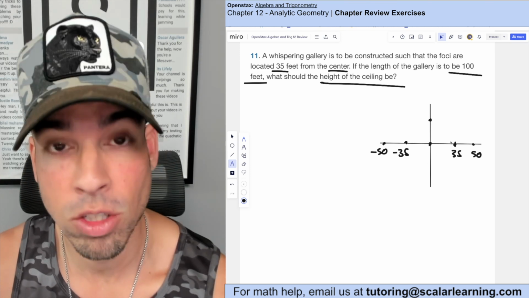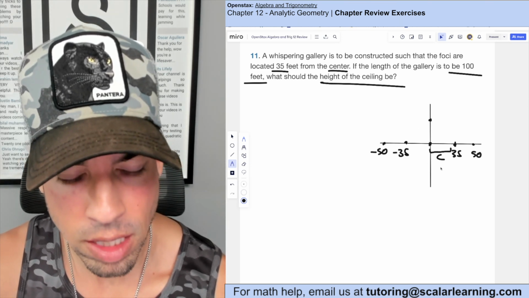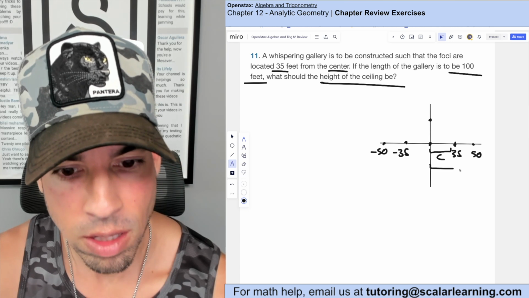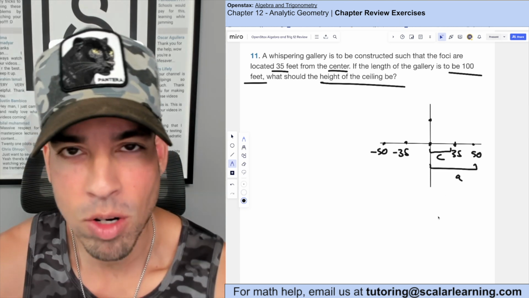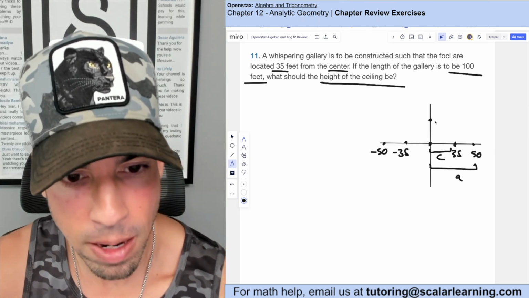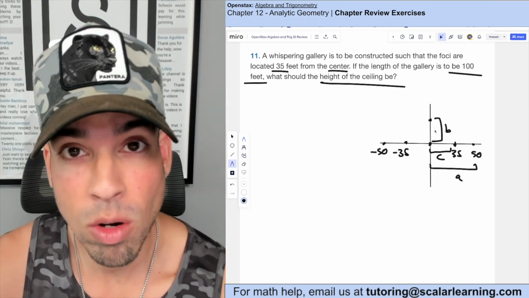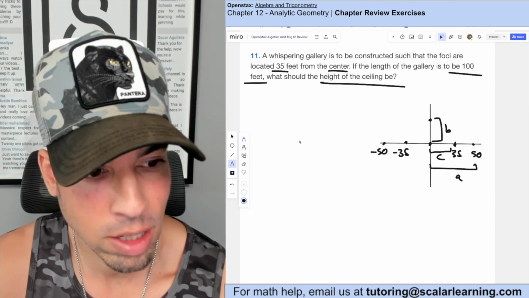So what are these values in terms of an ellipse, right? Well, this is going to be my c value, right? That's the distance from the center to the focus. This is going to be my a value. Again, a and b are kind of arbitrary, but since a is going to be the bigger one on the major axis, we'll call this a. And what am I solving for? The height, aka b.